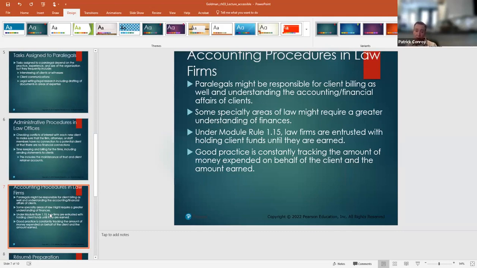And law firms are entrusted with holding client funds until they're used, like when things are on retainer. But it can also be money that has been paid to your client through the law firm, which is distributed. So you're going to be constantly tracking the amount of money spent on behalf of the client and the amount of payment. As I said, there's a lot of technology that's really helpful, and we cover that in Technology and Law.